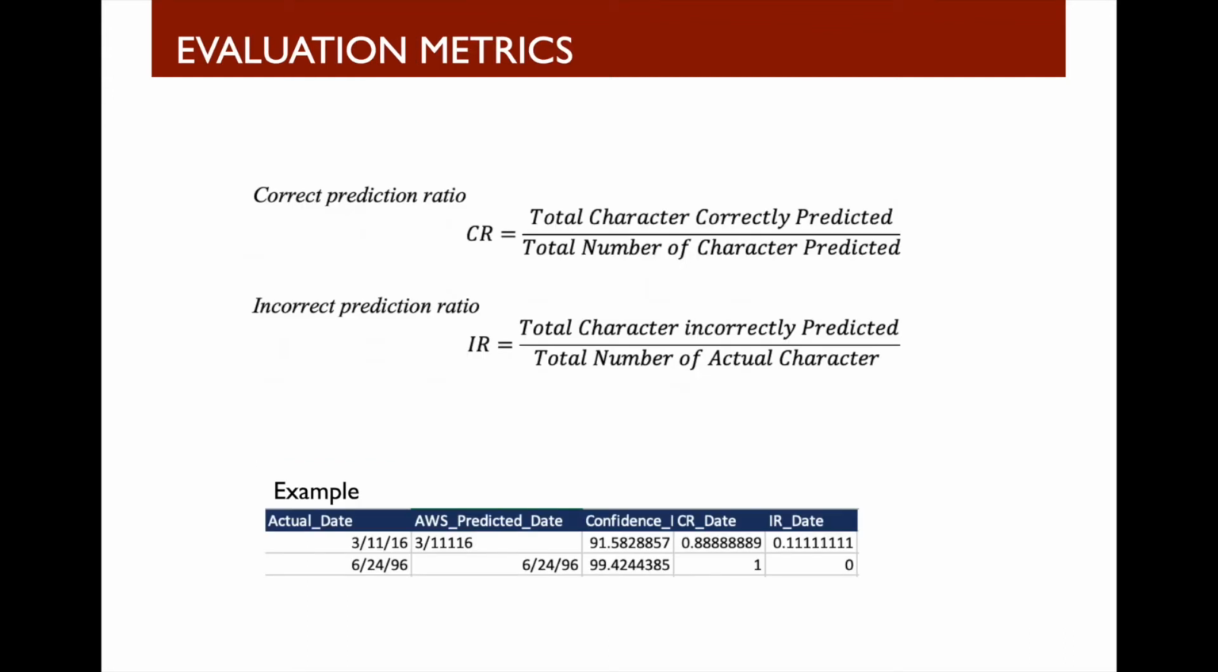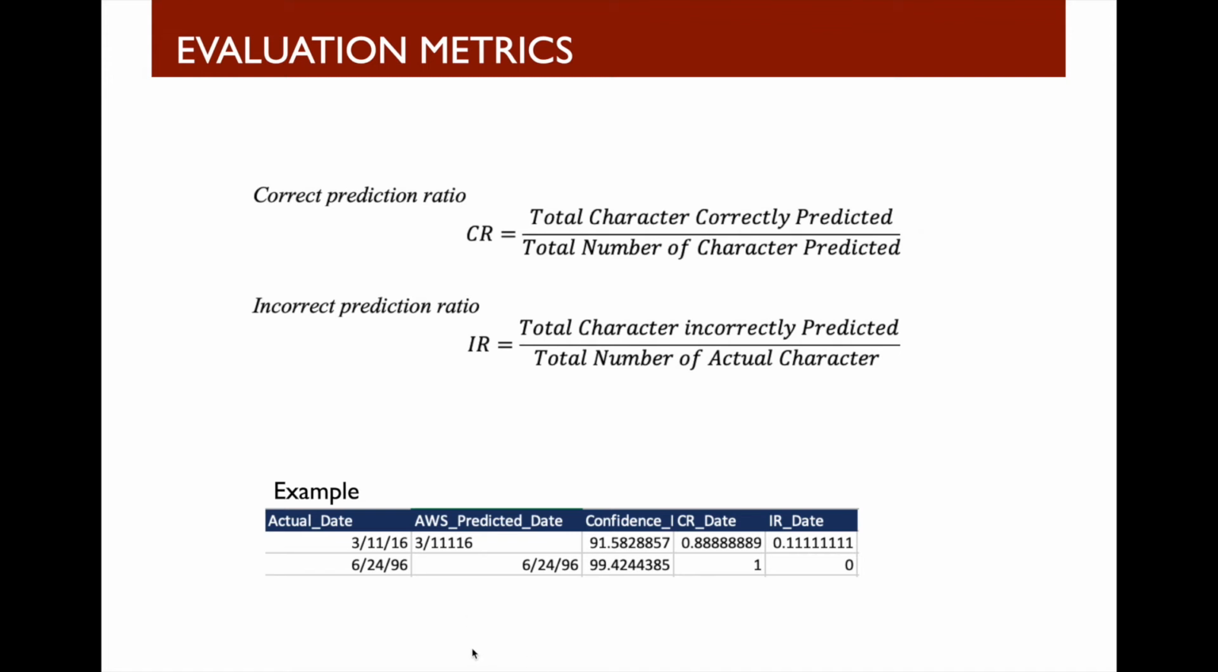After we clean the text, we evaluate our prediction by using two metrics, which are the correct prediction ratio and incorrect prediction ratio. For the correct prediction ratio, we take the total characters correctly predicted divided by the total number of characters predicted. And for the incorrect ratio, we take the total characters incorrectly predicted divided by the total number of actual characters. An example of the result is shown below.